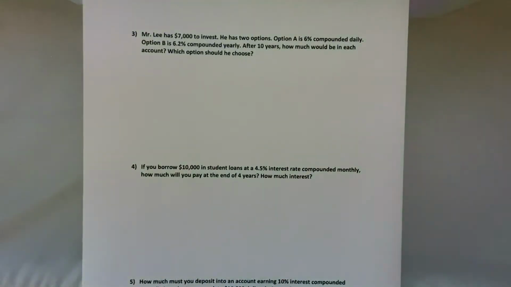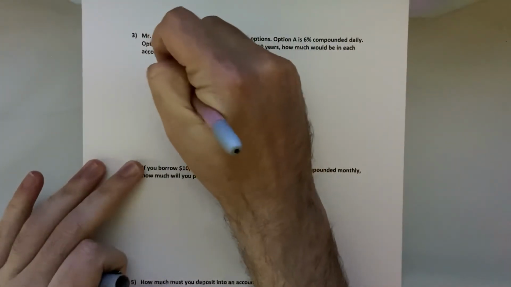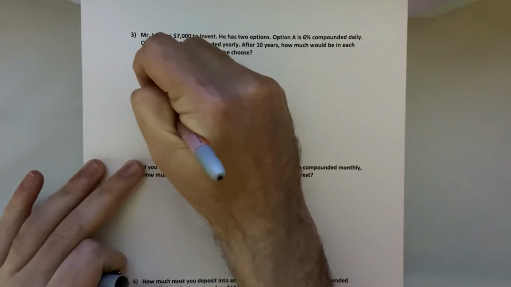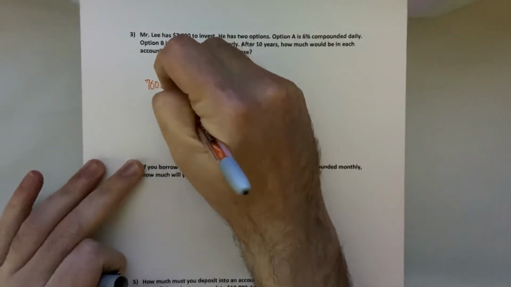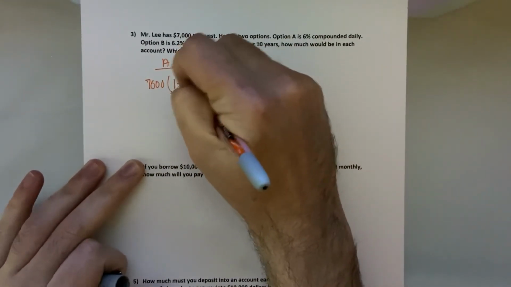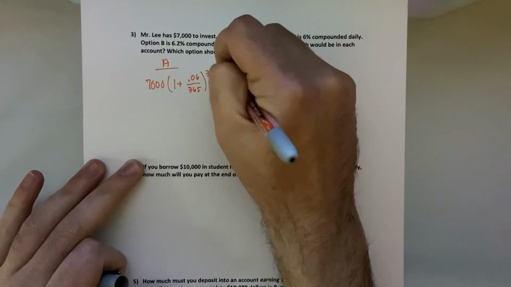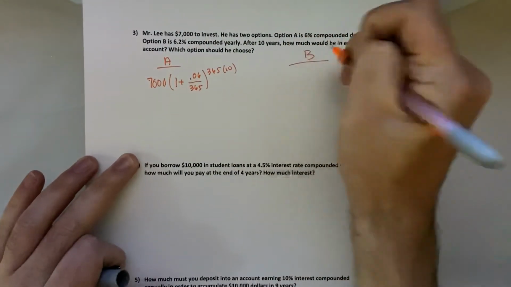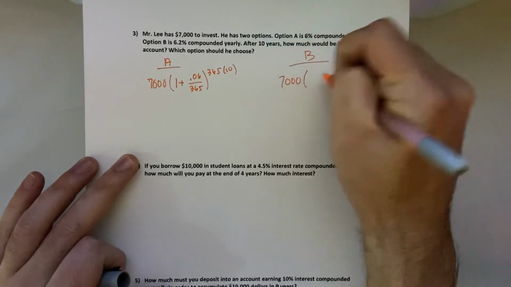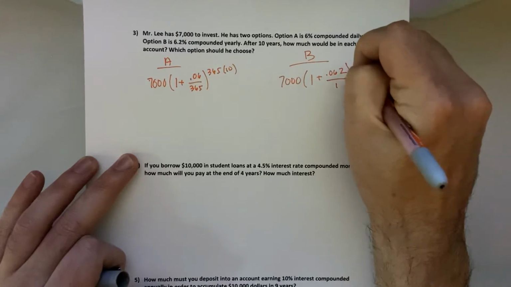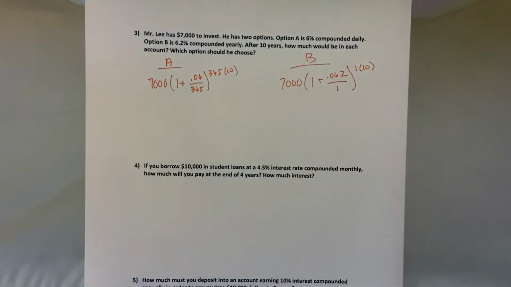We've got option A is future P, so we have 7,000 times 1 plus 0.06 over 365 to the 365 times 10, because it's 10 years in either case. Option B, we have a different N and a different rate, so it's 1 plus 0.062 over 1 to the 1 times 10, because N is 1, because it's compounded just yearly. And then we would check both of these in the calculator and get the actual value.